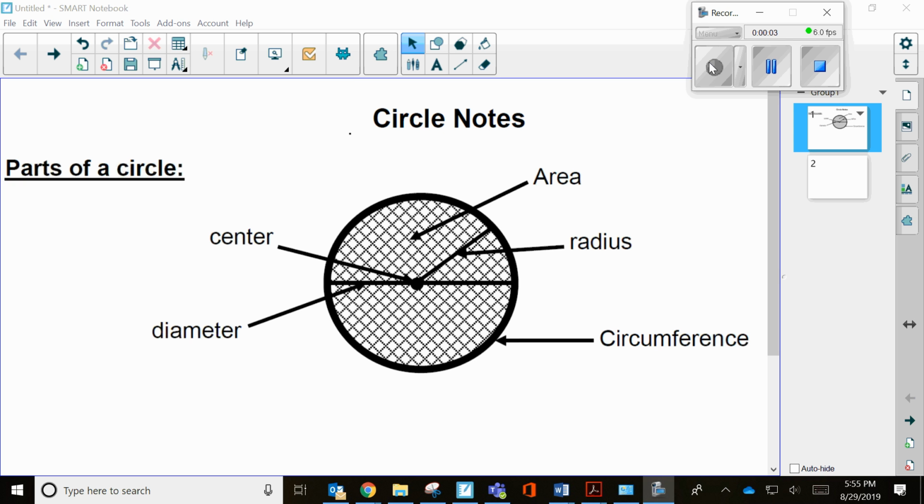Okay, so we are going to begin discussing circles. In your notes, you need to draw a circle that looks like this. You need to have a diameter, which is here. You need to show your center, which is here. The radius, which is half of your diameter.